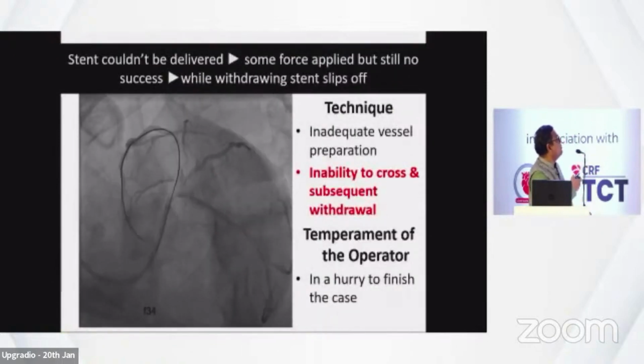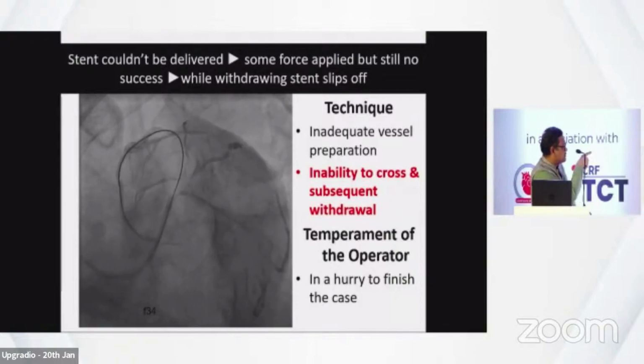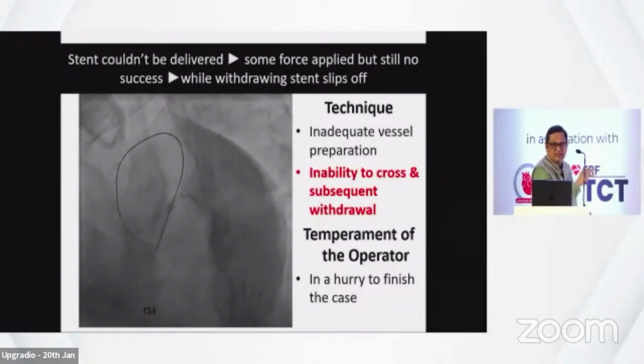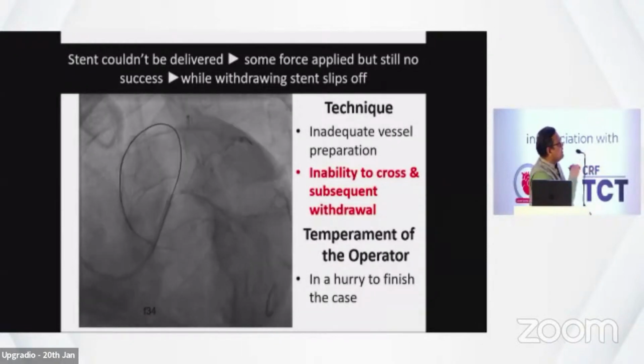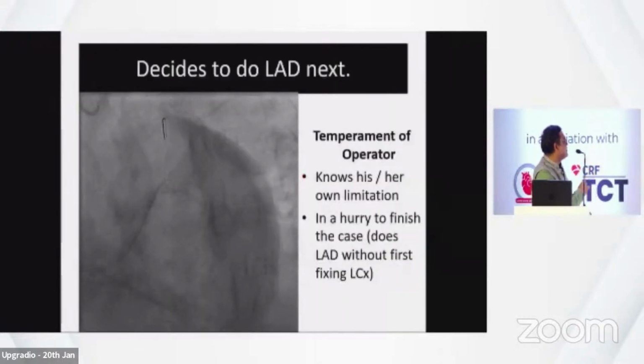Now here again, what happened was, some force was applied, but there was no success. Then the operator withdrew the balloon, and you can see that a stent is proximally sticking, which has been embolized actually, and the wire has been removed, as you can see. But now this operator is very interesting. He thinks, I'll try to fix this circumflex later. Let me first do the LAD. So he goes and actually, he wants to hurry and finish the case. So he puts a wire into the LAD and tries to do the LAD and is able to do it because the LAD is a simple lesion.